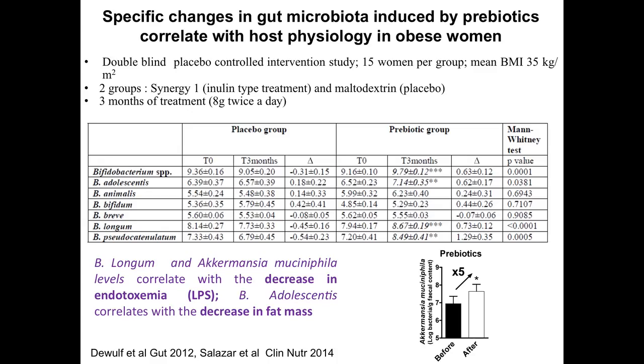We could also see that there are some changes of the microbes which are similar in mice and in humans. Here it is in an intervention study in obese individuals. And what we could see, just like in mice, is that not all the bifidobacteria, for example, take advantage of the proliferation due to the prebiotic approach. We could see a small increase of Akkermansia, but interestingly, some of the changes of the microbes were clearly correlated with the improvement of endotoxemia and a decrease in fat mass.